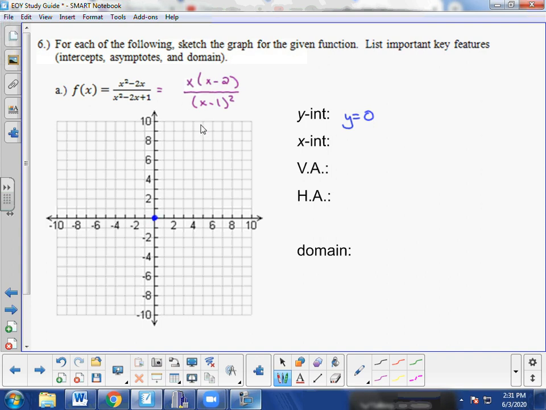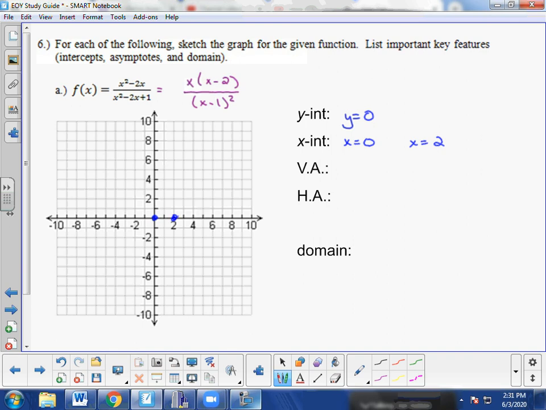My x-intercept. X-intercepts come from the zeros of the numerator. So not putting in 0 for x, but actually finding what values for x would make the numerator only, equal 0. So if I set this x equal to 0, that would be 1. X equals 0. And if I set x minus 2 equal to 0, that would be the other. X equals 2.